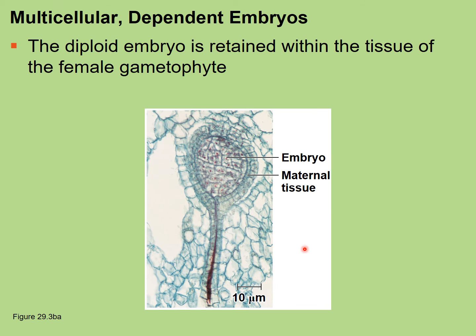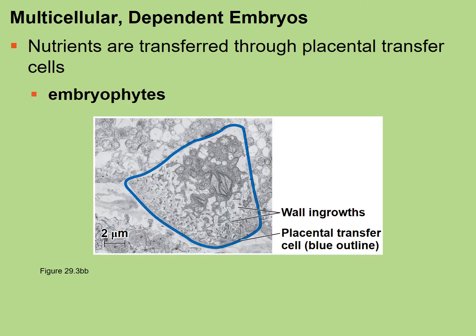All right, so let's talk about the multicellular dependent embryos. So the embryo is diploid. Okay, so remember this occurs after fertilization, and it's retained within the tissue of the female gametophyte. Okay, so remember, fertilization occurs in the female gametophyte. So now we have maternal tissue surrounding the embryo. So the embryo is dependent on the maternal tissue for nutrients. And how does the embryo get these nutrients? It gets these nutrients through what's called the placental transfer cells.